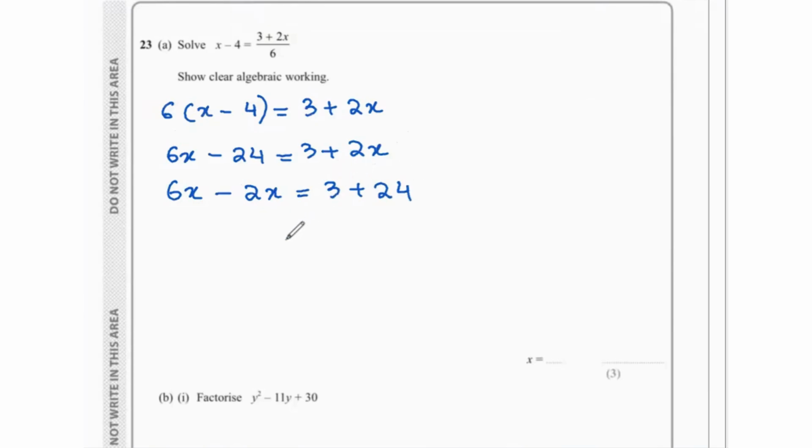Remember, when you move a term from one side to the other side, the sign will change. If it's being added, on the other side it gets subtracted. If it's being multiplied, on the other side it divides. So it's the opposite. 4x equals 27, and x is 27 divided by 4, which is equal to 6.75.